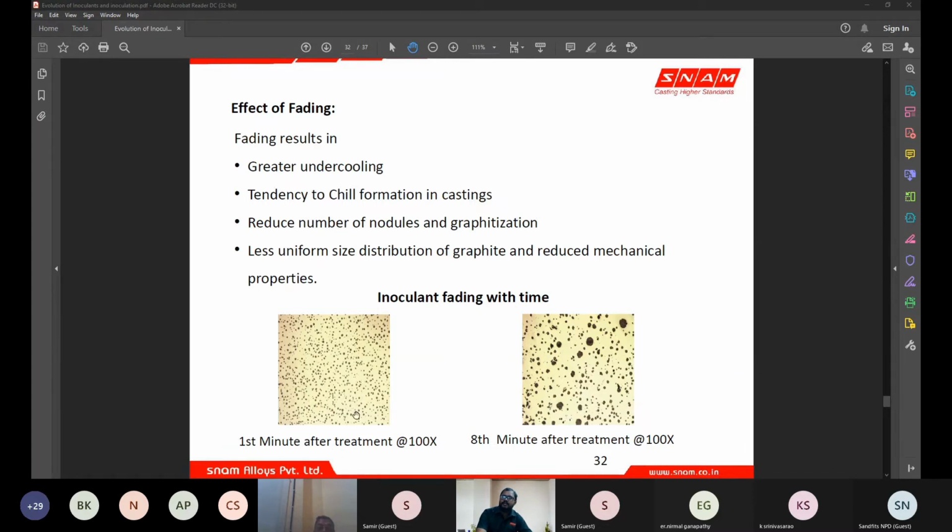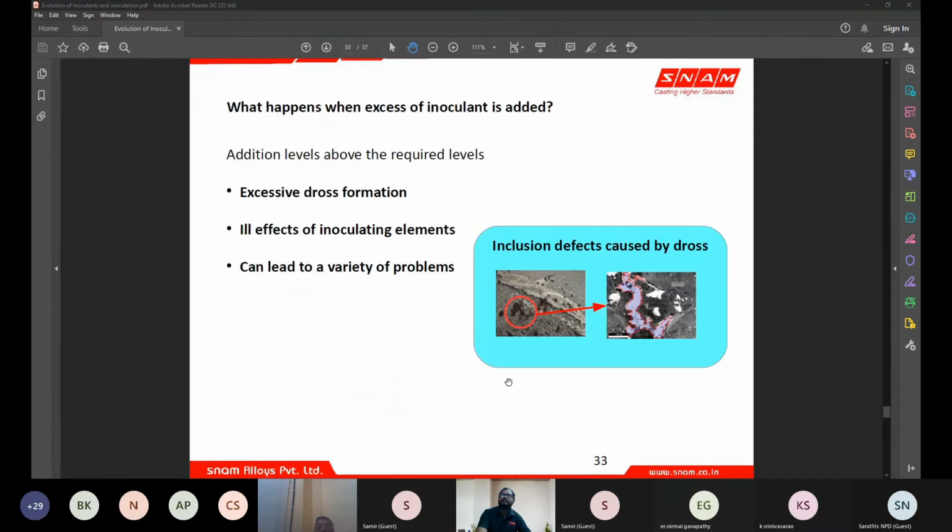So when you see this, this is out of one of our experiments which we have conducted here. After 8 minutes, when you don't have a special inoculant, or when you don't have a second stage inoculant coming up, you start losing your potency, and your inoculation with time, the first casting and the last casting, can end up giving these kinds of microstructures. So when microstructures are this way, definitely the properties are going to vary. That means in a single heat, I can expect that my properties are going to vary between the first casting and the last casting I pour.